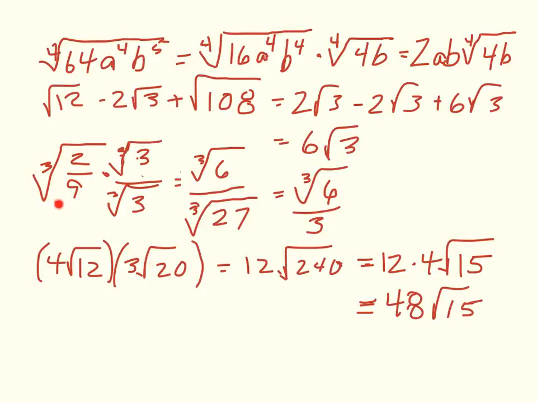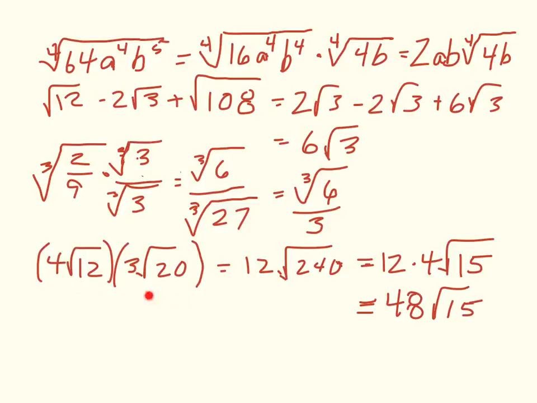Just as before, we cannot leave a square root in the denominator, so I cannot leave a cube root in the denominator. But in this case, I'm not just going to multiply by the cube root of 9 over the cube root of 9. I have to multiply by what's going to make this a perfect cube. 27 is a perfect cube. 3 times 9 is 27. Cube root of 27 is 3. So I have gotten rid of the radicals in the denominator, and then the cube root of 2 times the cube root of 3 is the cube root of 6, and that can't be simplified any further.